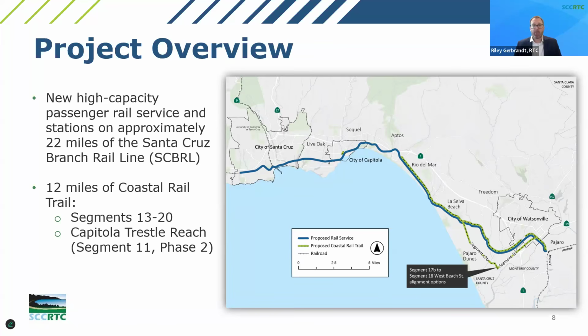On the screen here and on the slide is the project limits. The rail alignment is indicated in the blue alignment, and the trail alignment is shown in the green alignment.